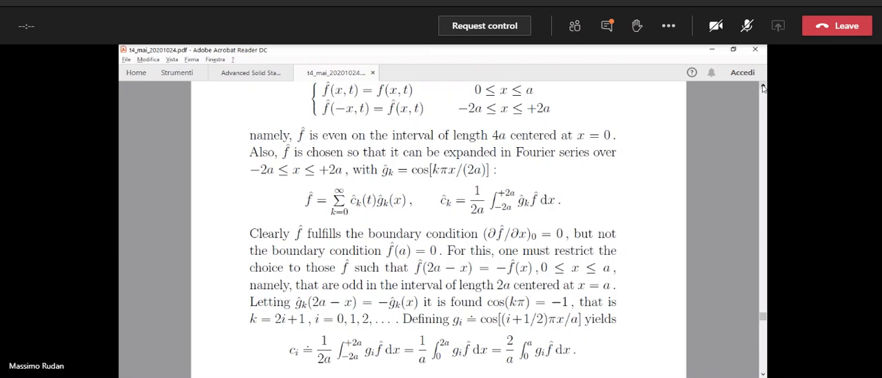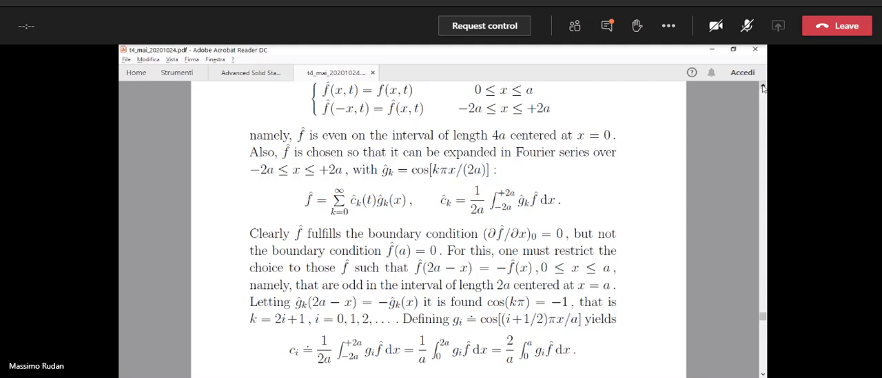But this restriction immediately reflects into a condition on the coefficients, because we must simply impose that g hat of 2a minus x is equal to minus g hat of x, which means that the cosine, if you replace into the definition of g hat, the cosine of k pi must be equal to minus 1. So imposing this restriction is simply equivalent to imposing a restriction on the indices k. These indices must be odd, okay?